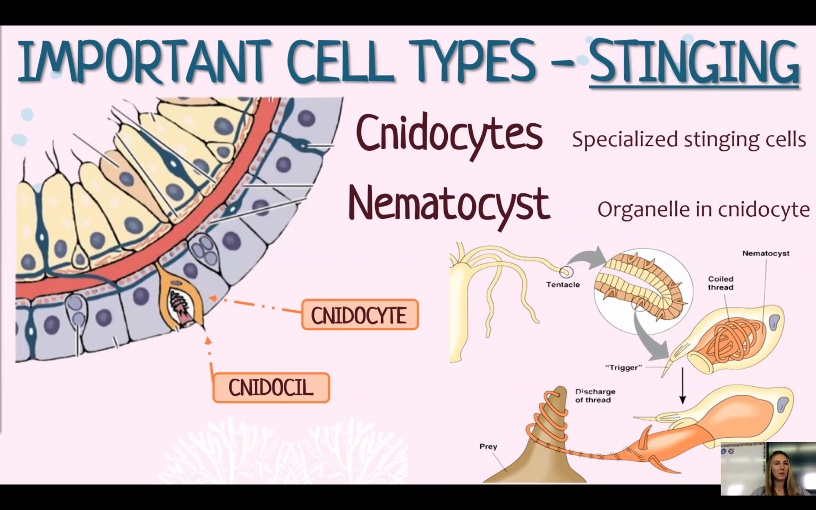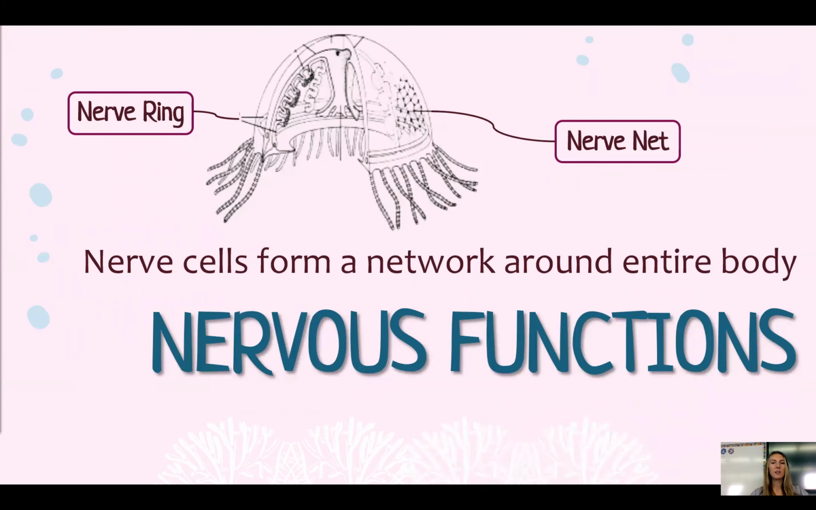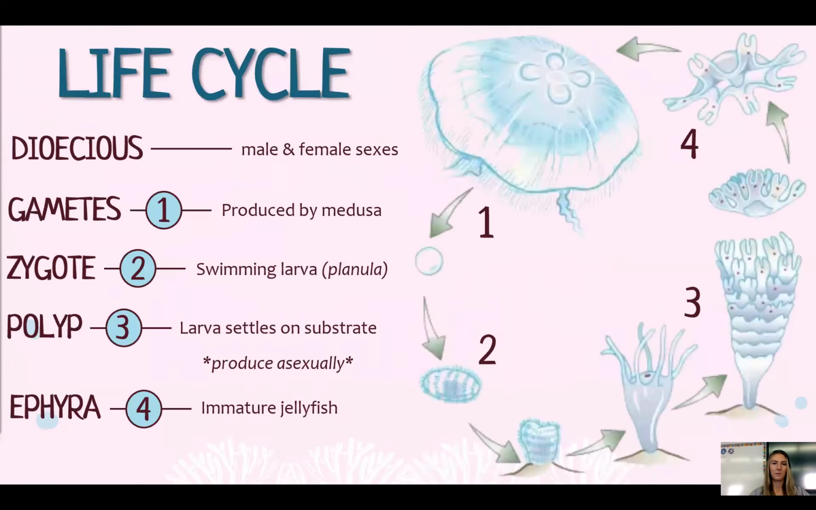So those threads will then release a toxin into that target that's going to either immobilize the prey or scare away a predator. Now, a jellyfish's nervous system is extremely primitive. It's actually not even a system. It's just a collection of nerve cells scattered all around their body, known as a nerve ring and a nerve net. The nerve cells are going to help them respond to stimuli, coordinate movement like moving the tentacles, moving food to their mouth, digesting food, or expelling waste.